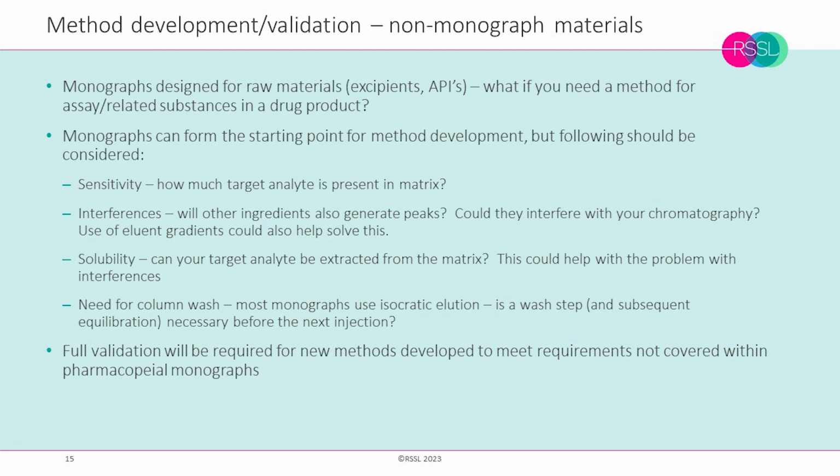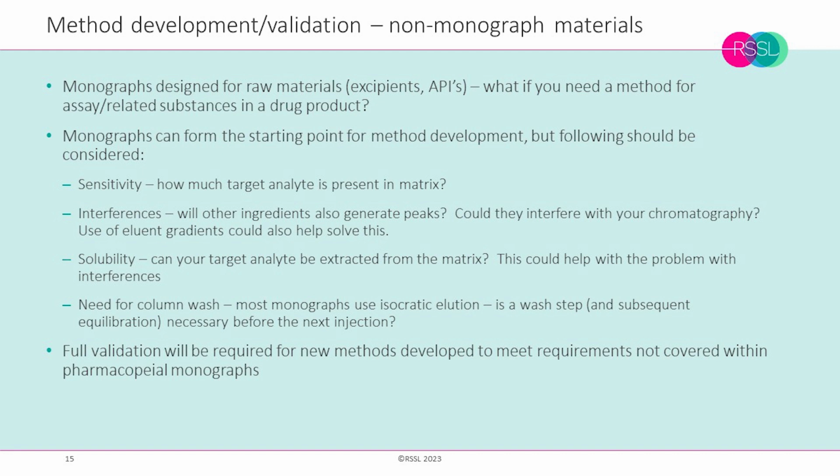If you see an interference using an isocratic gradient, think about switching to an elution gradient to see if you can improve the separation between your peaks. Can you use solubility differences within your matrix to improve the sensitivity of your method or remove the components that are resulting in the interferences?